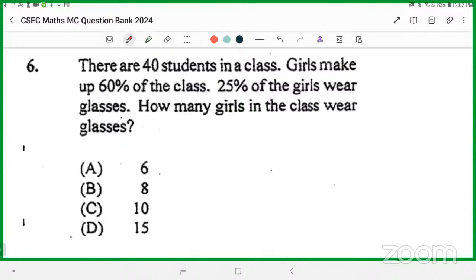How many wear glasses? Now I've seen a question where they ask how many don't wear glasses. So be careful. You can look out for them, say how many don't wear glasses. Look out for that. So you look at how many wear glasses. This is 25% of the girls, right? So you can set up like this. 25 over 100 of the girls we want.